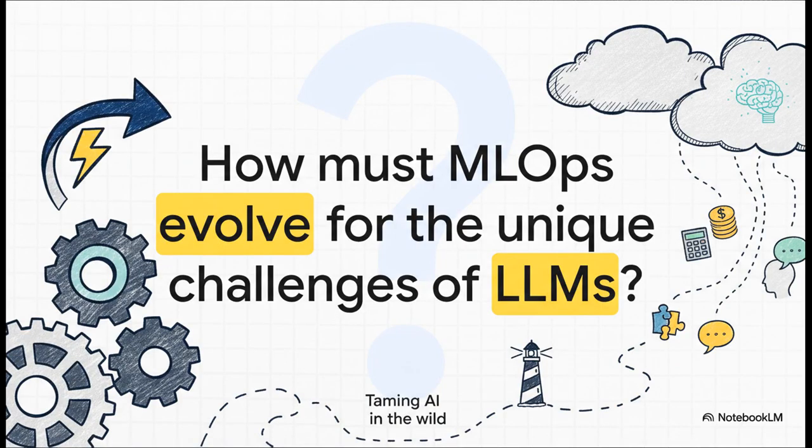And just to leave you with a final thought, let's look at what's next. The explosion of generative AI and these huge large language models, or LLMs, is already stretching what we thought MLOps could do. We're facing brand new challenges, right? Like insane computational costs, how to handle human feedback in the loop. It's forcing the entire field to evolve again. The core ideas are still the same, but trust me, the next chapter in taming AI in the wild is just getting started.